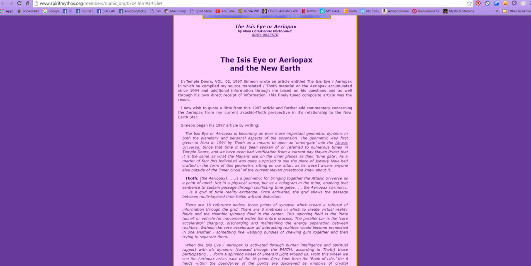The Isis Eye, or EYE-AREIOPAX, is becoming an ever more important geometric dynamic in both the planetary and personal aspects of the ascension. The geometric was first given to Maya in 1994 by Thoth as a means to open an omni-gate into the Atosic universe.